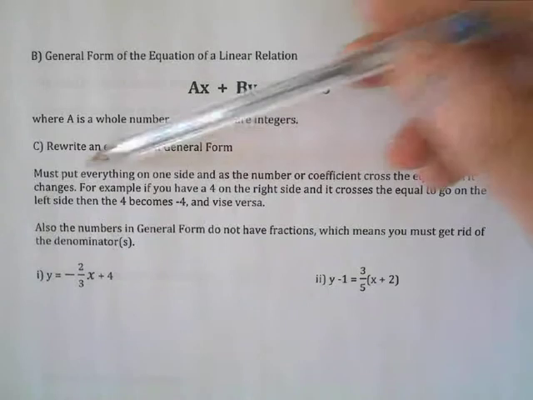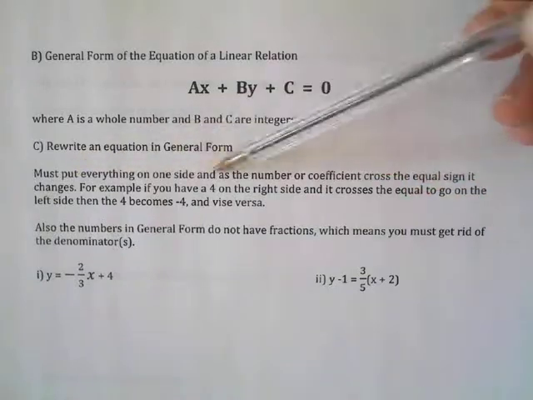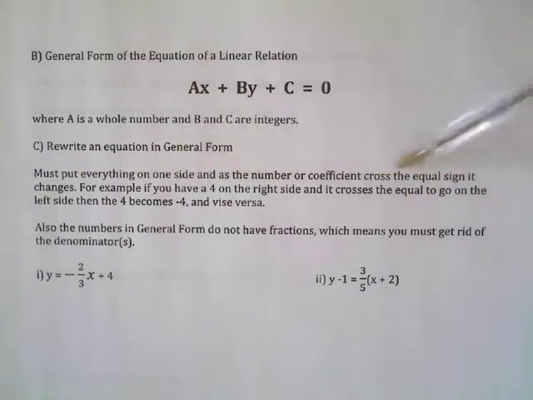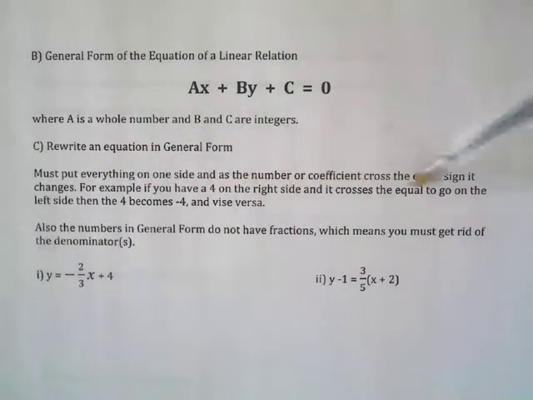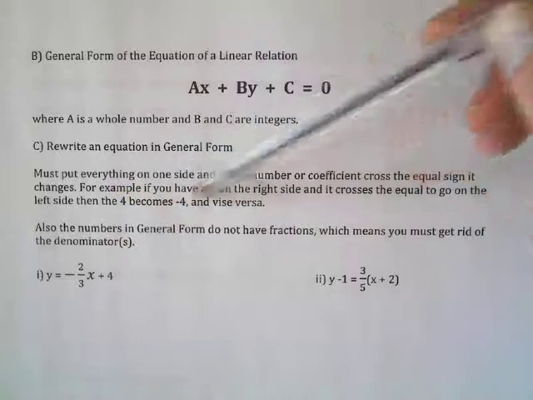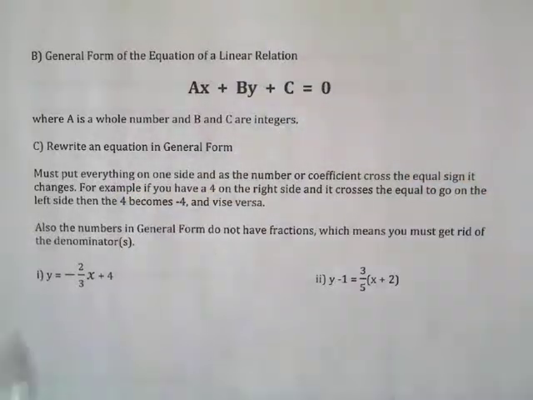So the first thing it says here, must put everything on one side, and as the number or coefficient crosses the equal sign, it changes. For example, if you have 4 on the right side and it crosses the equal sign to go on the left side, then the 4 becomes -4 and vice versa. Also, general forms do not have fractions, which means you must get rid of the denominators.